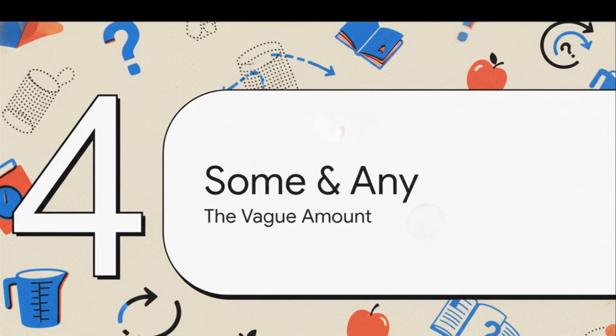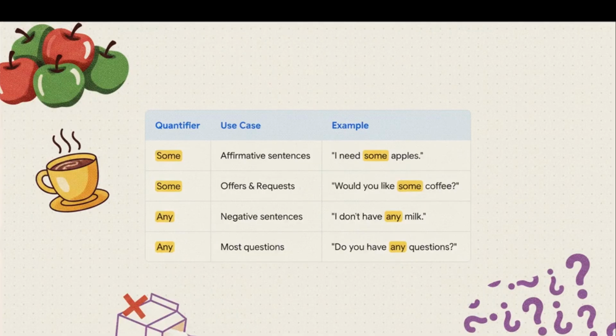Next up are 2 super common words, some and any. These are what we use when the amount isn't specific. It's just kind of vague. The rule here is usually pretty simple. Generally, you use some for positive sentences, like I need some apples, and you use any for negative sentences and for most questions, like I don't have any milk.